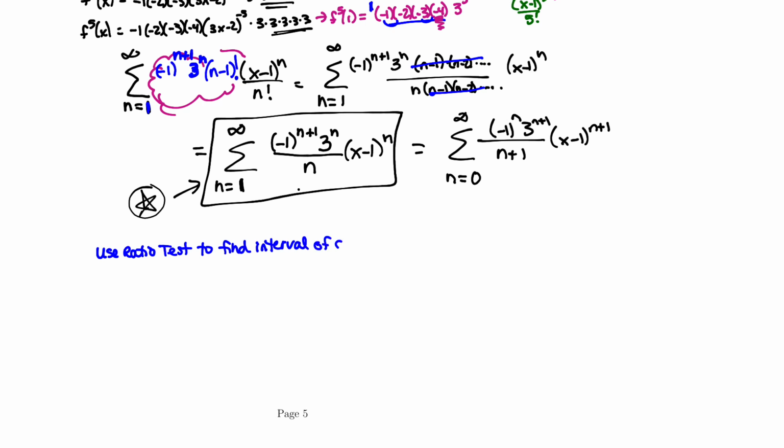And be sure, guys, to check your endpoints, okay? Because remember, to find our intervals of convergence, if it's a finite interval, you want to check your endpoints as you go, at the very end, after you get everything done.